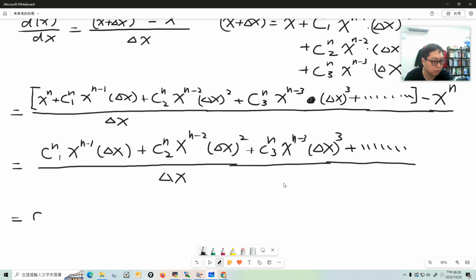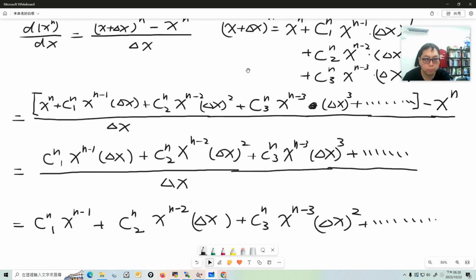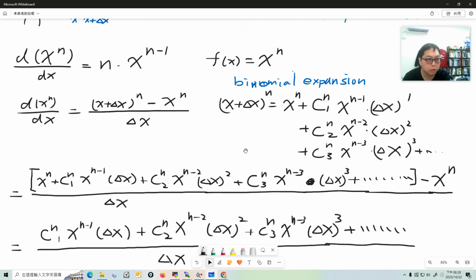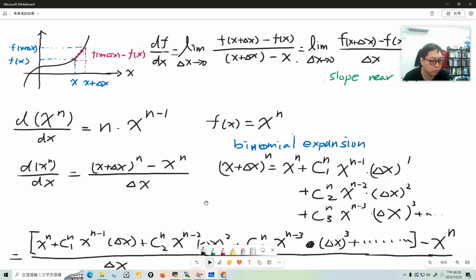So what will be left? We have C(n,1) x to the n minus 1, plus C(n,2) x to the n minus 2 delta x, plus C(n,3) x to the n minus 3 delta x squared, and so on. So we already get the answer. Let's go back to the definition of the derivative: delta x gets really close to 0.